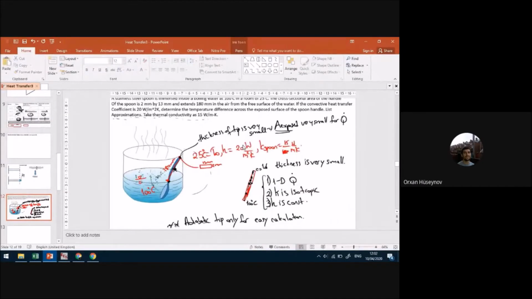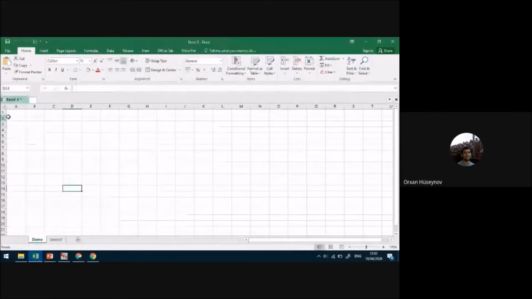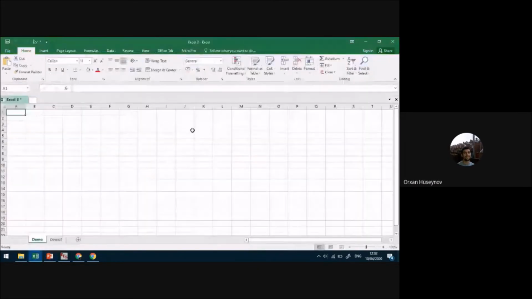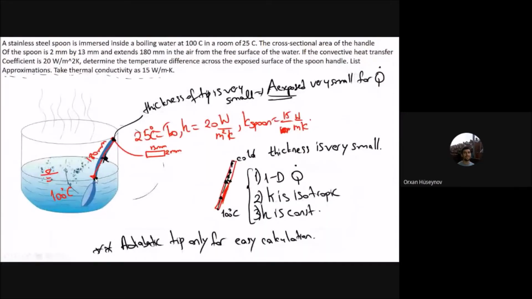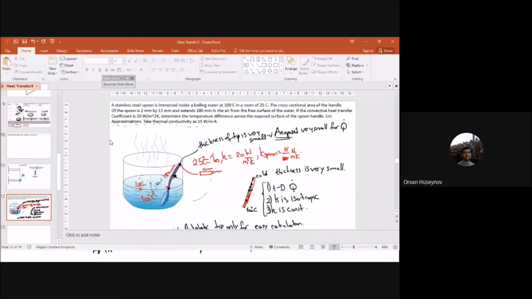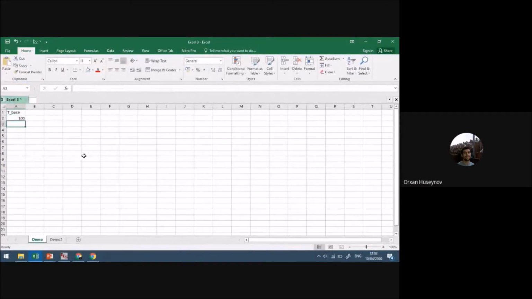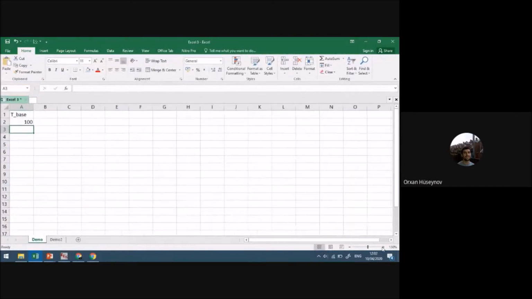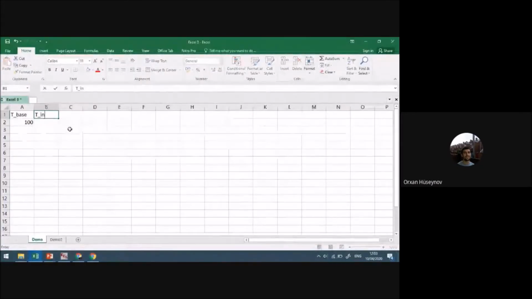First value: the base temperature is 100 degrees Celsius. I mean this part. This part is 100 degrees Celsius, and then as you go along the length of the spoon, the temperature drops. So let's write it. T base is 100 degrees Celsius. Make it larger. Okay, good. And then room temperature, T infinity, is 25 degrees Celsius.